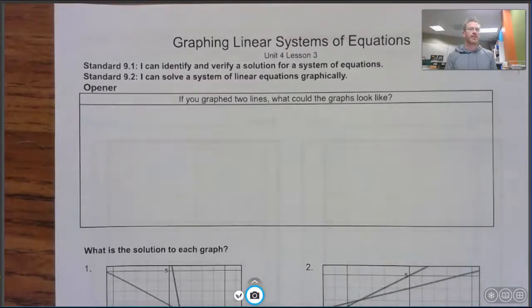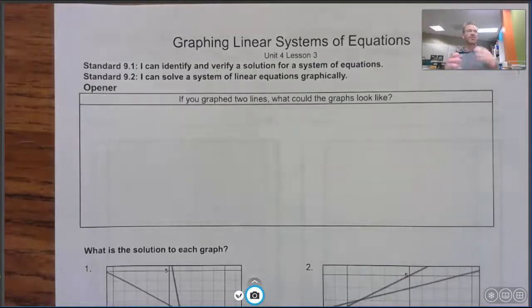All right. So hopefully you're super excited about graphing linear systems equations. So really the work that we've done in the past two lessons was really to set us up for what we are going to do today. All right. So it's going to involve a couple different things. So one, you're still going to be able to identify and verify a solution. All right. And now today we're actually going to solve the system of linear equations by graphing them.